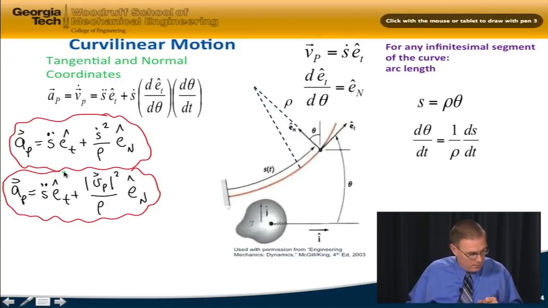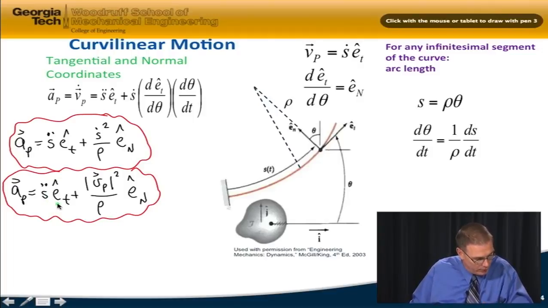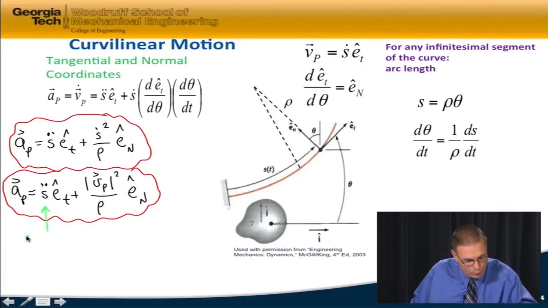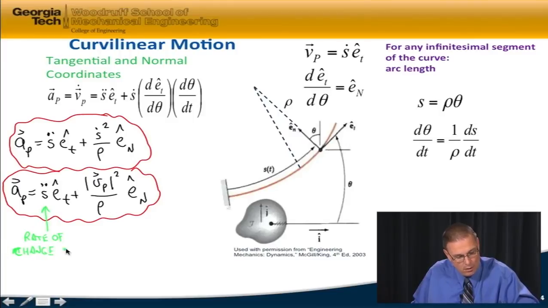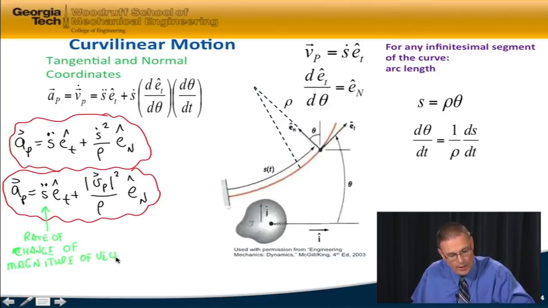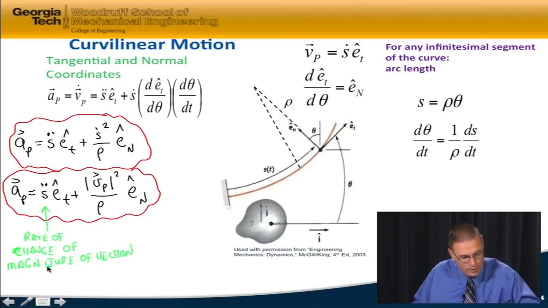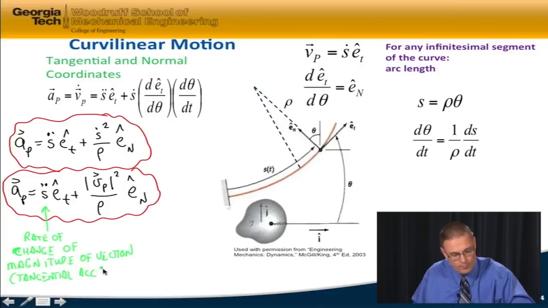And so this term is the rate of change of the magnitude of the velocity. And we call that the tangential acceleration because it's in the tangential direction. So this is the tangential acceleration.